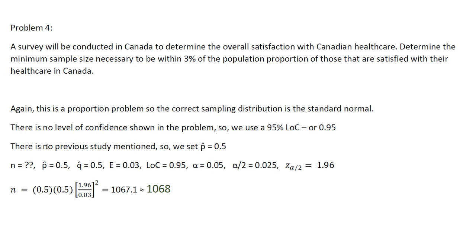Let's take a look at our parameters. n, that's what we're looking for. p hat is 0.5. q hat, well, that's 1 minus p hat. So q hat is 1 minus 0.5, which is also 0.5. E, given to us in the problem, that whole statement within 3%. My level of confidence not given in the problem, we use the default of 0.95 or 95%.